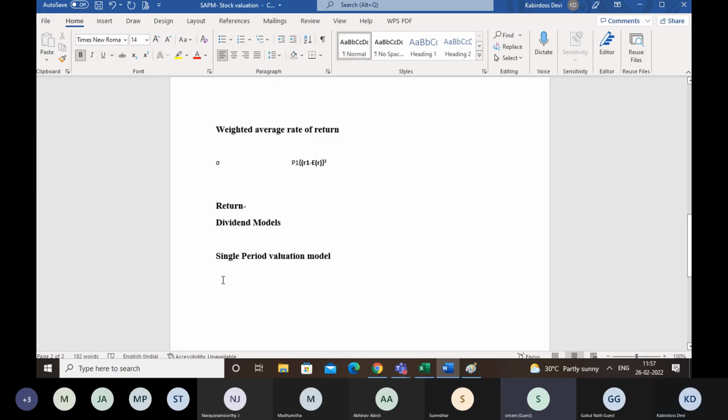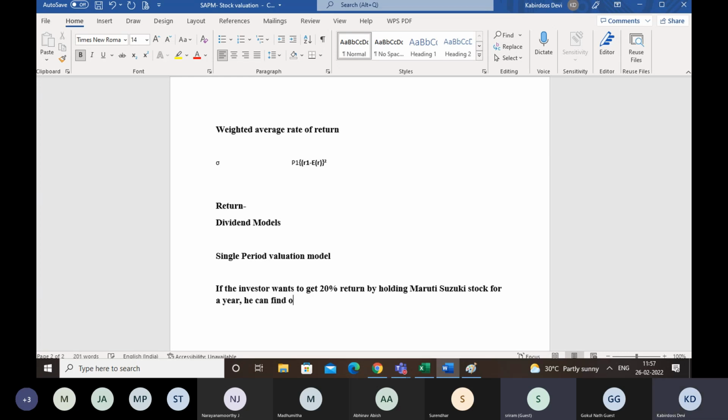Please do the sum along with me. If the investor wants to get 20% return by holding Maruti Suzuki stock for a year, so he wants to hold the stock for a year and he is expecting 20% return, he can find out.